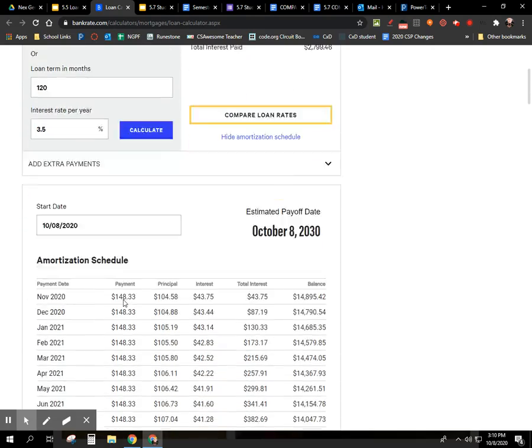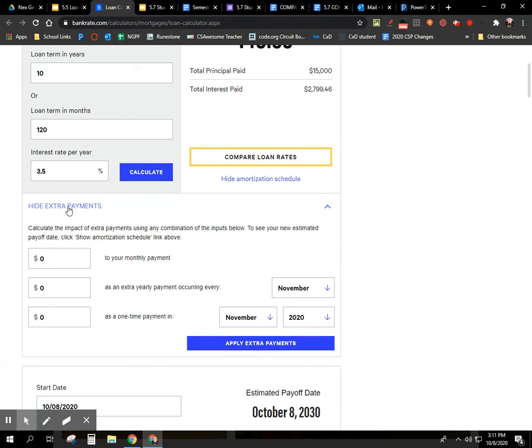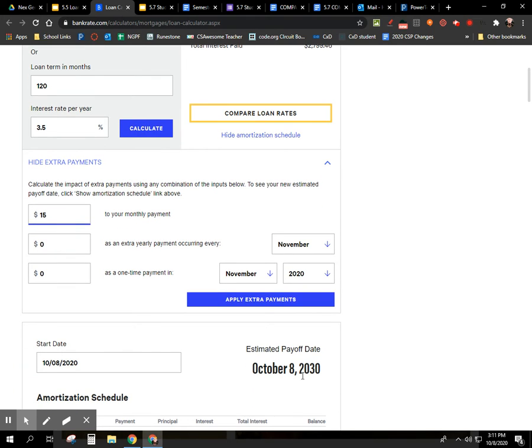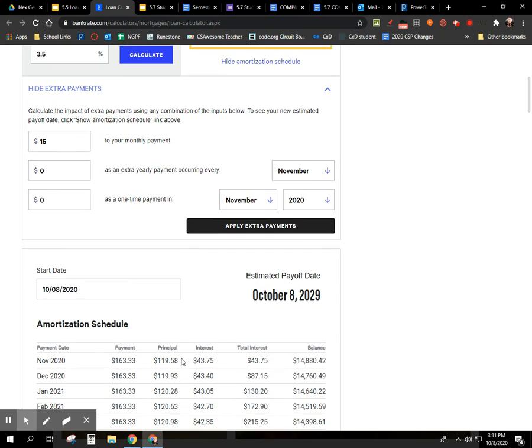The other thing that we can do is, what happens if I'm able to add extra payments? So let's say that once I've created my monthly budget, I can add an extra $15. So my original estimated payoff date is October 8th of 2030. I have an extra $15 to add to my monthly payment. So that's going to cut off about a year by adding an extra $15.